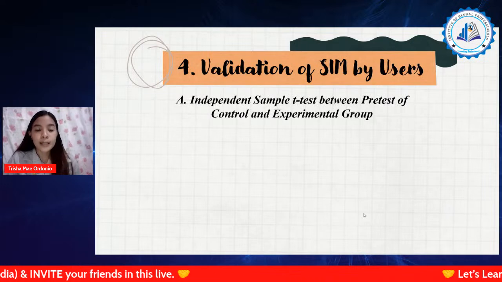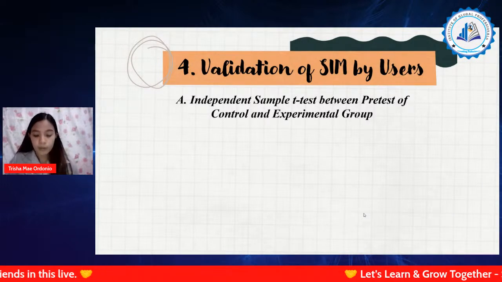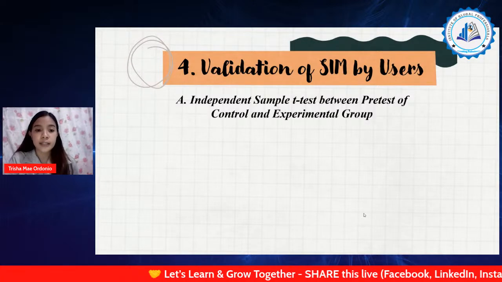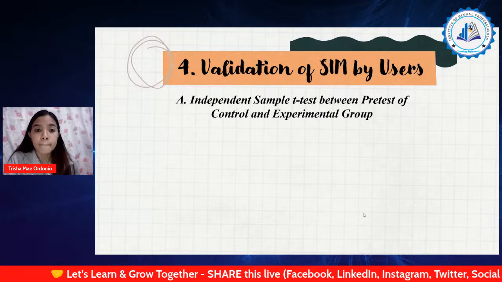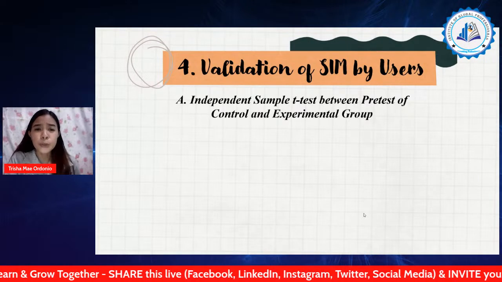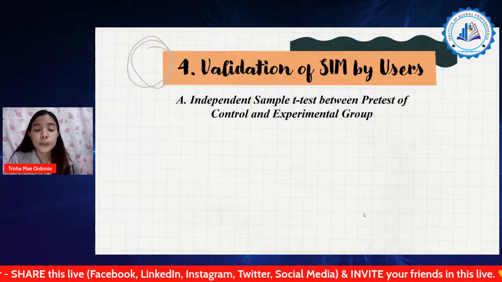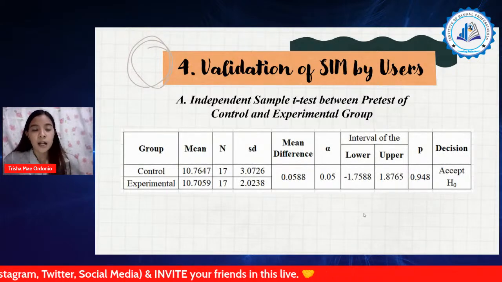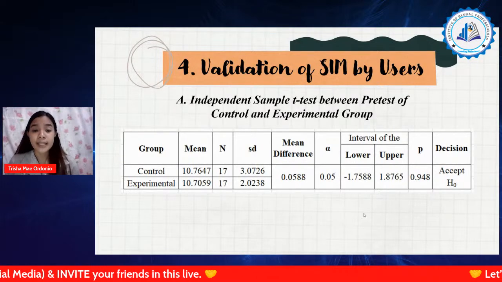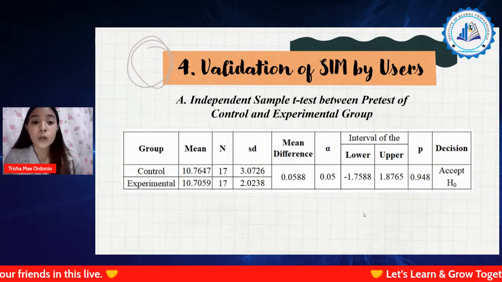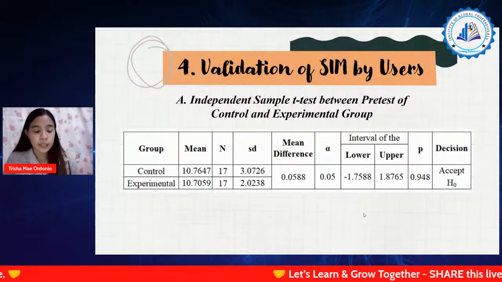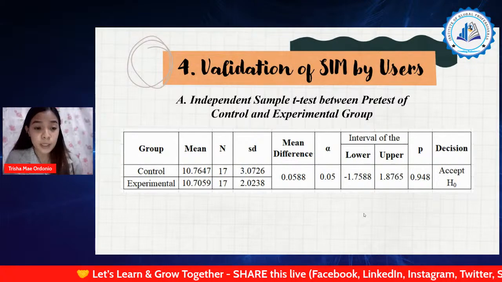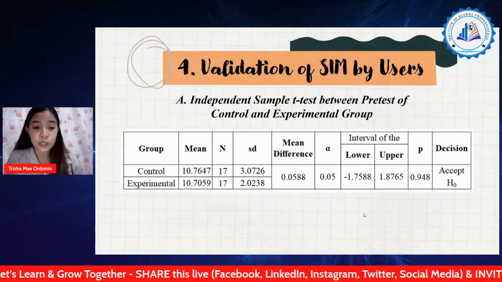Now, for us to see if the materials are valid according to the students, we can now use t-tests in order to interpret the results. I use independent sample t-tests between the pre-test of the control and experimental group. The mean of control is 10.7647 and experimental we have 10.7059.